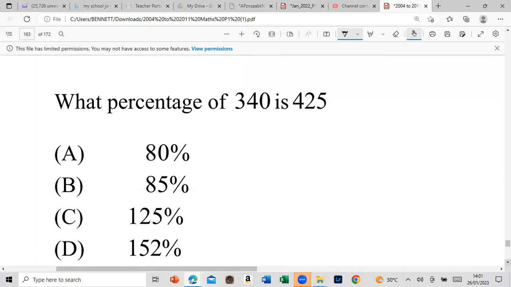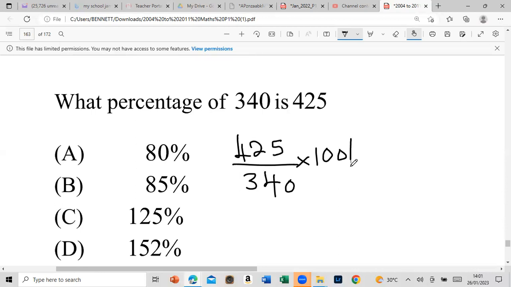Alright, it says what percentage of 340 is 425? Alright, so I've done this before, I think. So it's 425 and 340. Some persons are going to say this can't be done, but guys, remember, we can have percentages greater than 100%, right? Because if you buy something for $5 and you sell it for $20, you make more than 100%, of course. Alright, so let's go.